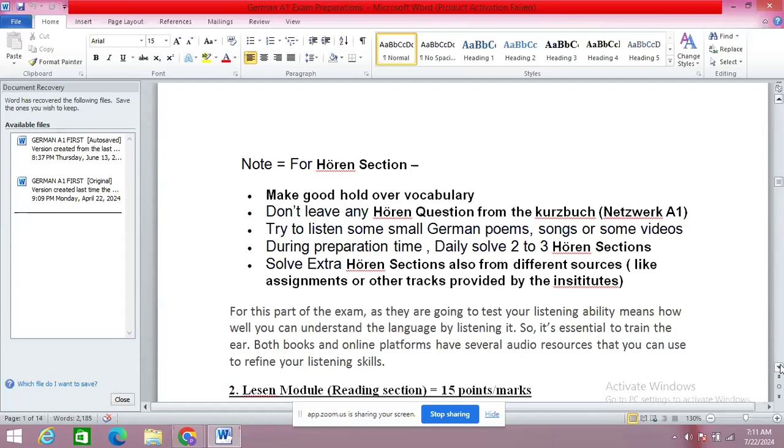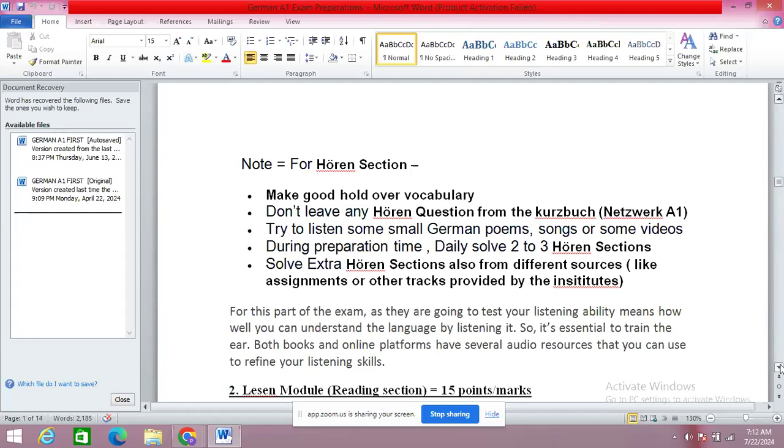basically your listening ability, how much you are going to listen and understand this language. This is basically being tested here. So it's essential to train your ears. You need to be very attentive in this section. You can take help from books and online platforms. There are several audio resources available, but in this section, the more you practice, the more you can solve.